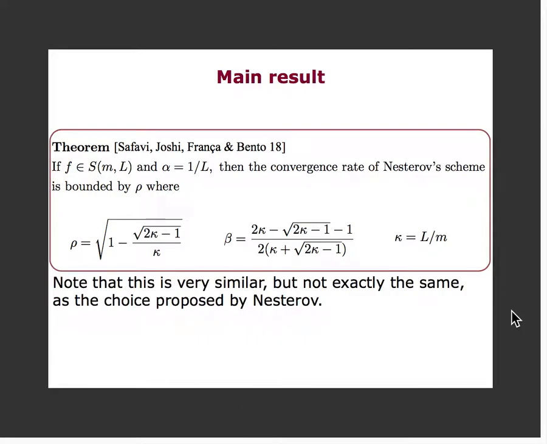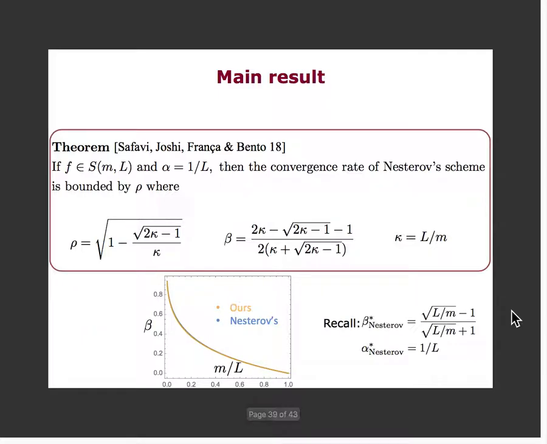Now this expression here that looks very complicated actually is numerically very close to Nesterov's choice. So Nesterov proposes square root of kappa minus 1 divided by square root of kappa plus 1. So we propose this, which is substantially more complicated. Nesterov also said that we should choose 1 over L. But numerically, these things are not the same, but they're very, very close. Which is interesting.